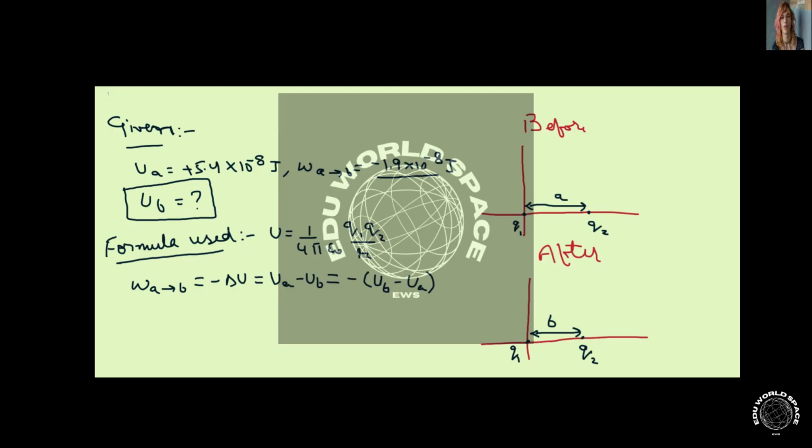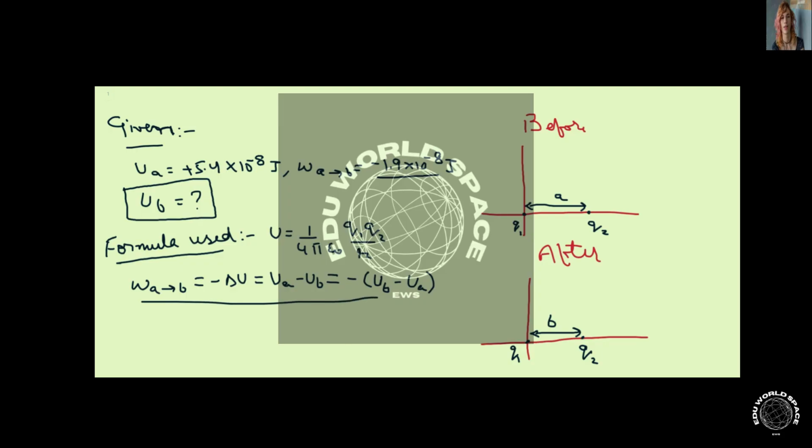We have this general formula: U is the potential energy, equal to 1 by 4 pi epsilon naught Q1 Q2 over R. R is the distance between Q1 and Q2, and Q1 and Q2 are the charges of the two particles. We don't need Q1 and Q2 here because we can just use a simple equation.